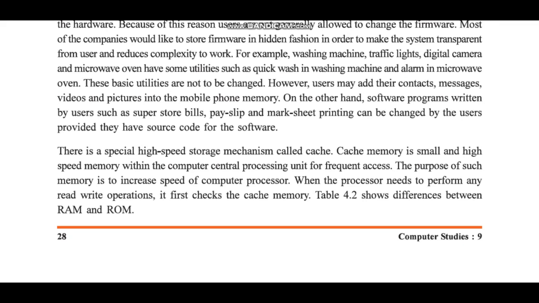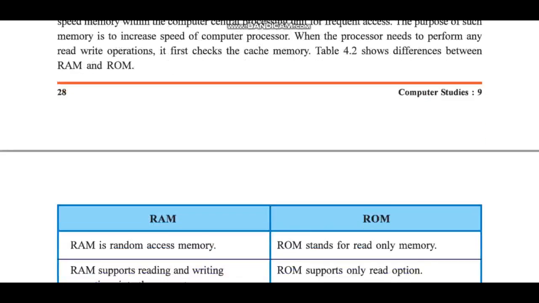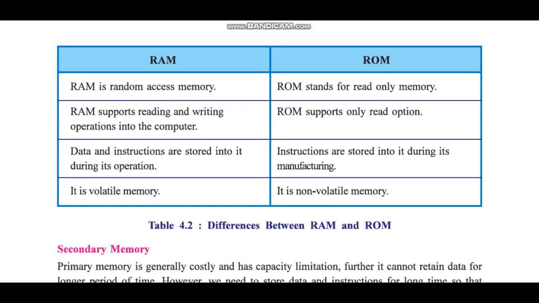Here you can see in Table 4.2 the difference between RAM and ROM. On the left-hand side, RAM stands for random access memory and ROM stands for read only memory. RAM supports reading and writing operations in the computer. But on the other side, ROM supports only read operations. Like if you are attaching an SD card in your phone or digital camera, you can only read that.